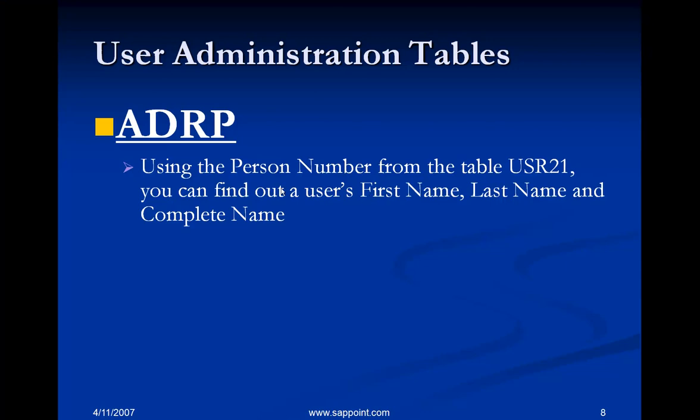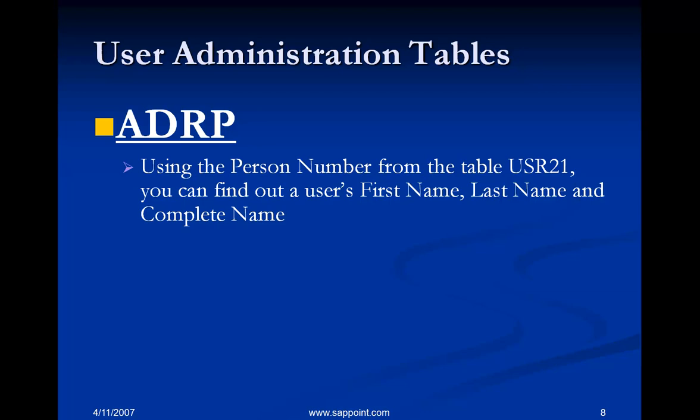Another important table that you see is ADRP. Any table that begins with ADR will contain the address information, basically the information that you put in the address tab in SU01. The information from these address tables can be got only from either the person number or the address number. Now, address number and person number can be found from the table USR21.